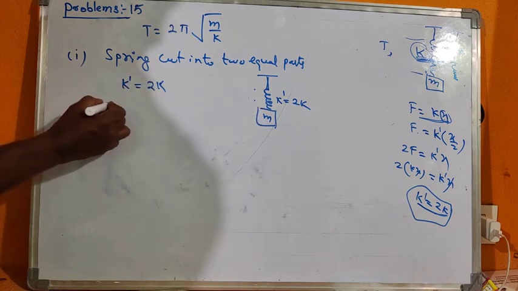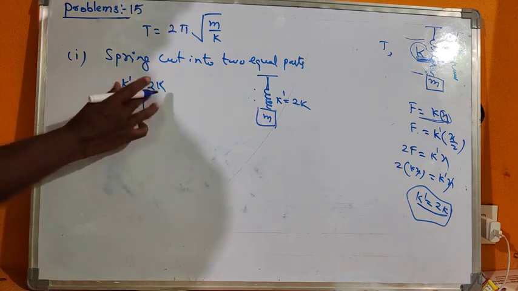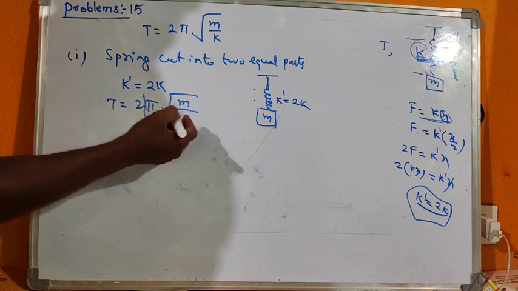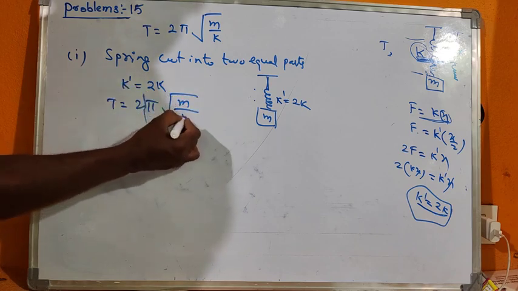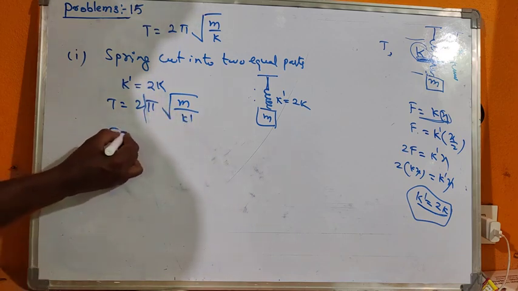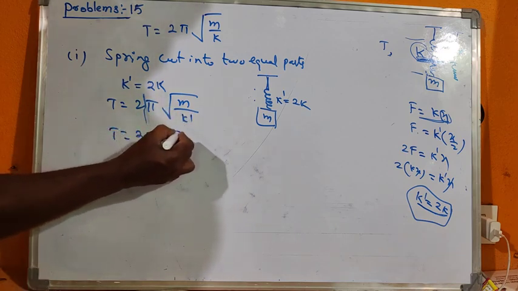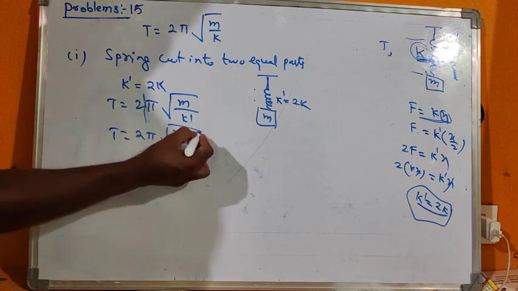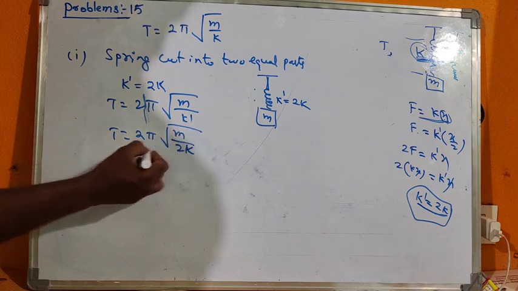Okay, then time period T is equal to 2 pi under the root of m by k. In place of k, here it is k prime, so T is equal to 2 pi under the root of m by k prime. K prime is equal to how much? 2k. Okay, so this is the first question.